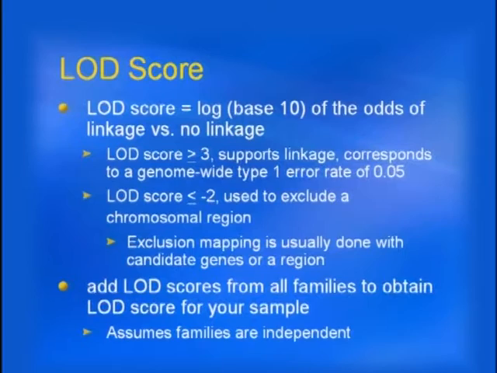The other thing about LOD scores is when you do these analyses, you get a LOD score for each family in your sample. And assuming that the families are independent, meaning that they're not somehow related to each other through marriages or whatever, then what you do is you add up the LOD score from each family to get the overall LOD score for your sample.